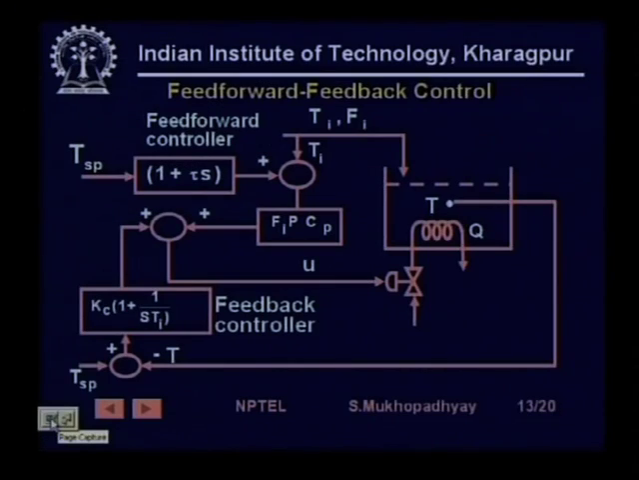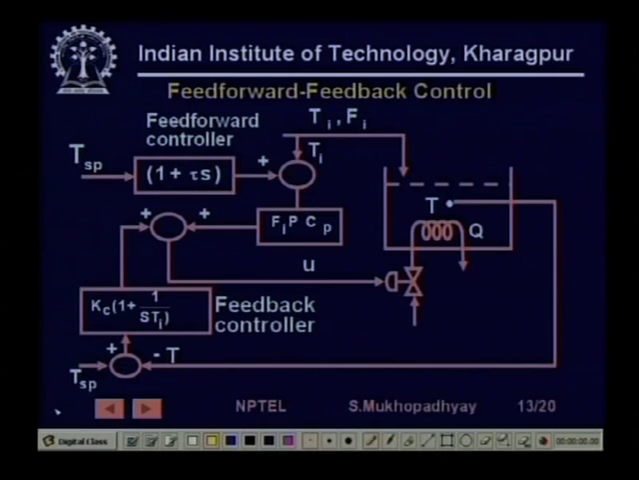So let us look at this problem. What is happening here? It is the same process. We have the feed forward controller. We have a T set point which is coming through a command prefilter, and Ti, they are going through this Fi, this should be rho Cp, and then we are getting U. But now along with that we are also adding another loop. So this part is the usual feed forward that we have seen.